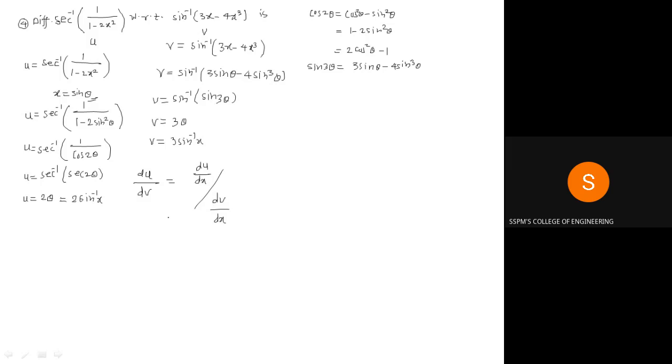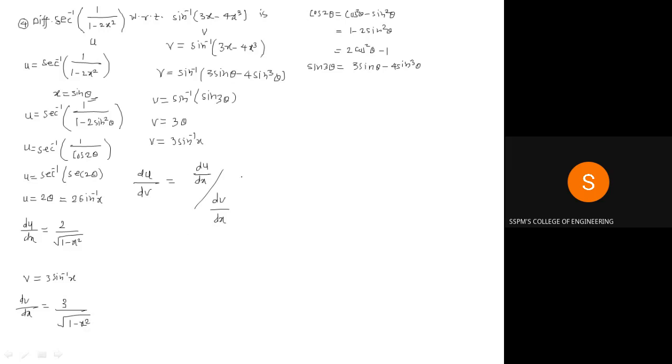Right? So what is du by dx? Yes. So here du by dx is 2 into the derivative of sin inverse, which is 1 upon root of 1 minus x square. And here, what is v? v is equal to 3 into sin inverse of x. So what derivative will you get for that as well? dv by dx is 3 upon root of 1 minus x square.